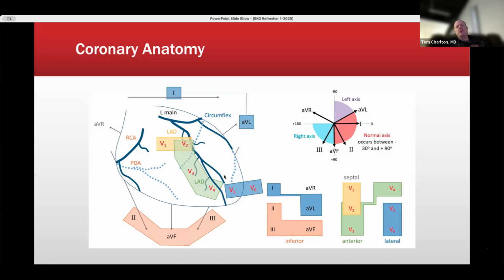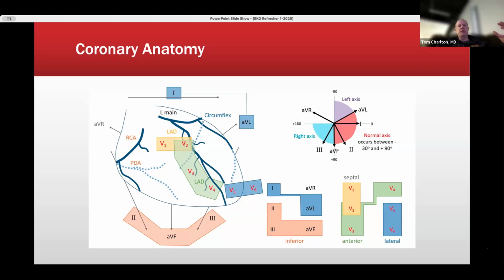As we move further along, we get to the lateral leads, V5, V6, aVL, and I. With those, that's a lateral MI, and that tends to indicate more damage primarily to the circumflex artery that wraps around. So now that we know where the EKG findings are going to show up, we now know what artery is going to be impacted.